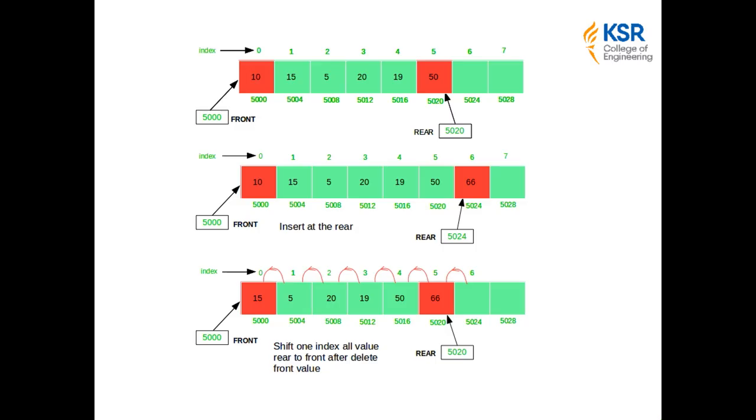The front end data will be 10 at memory address 5000. The rear end will be at 5020, with an element of 50. If you are going to add another element, 66, it will be added next to the 50, which is the rear end of the queue. If you delete any element from the queue, the first element deleted will be 10 only.